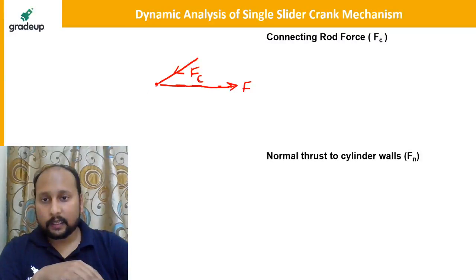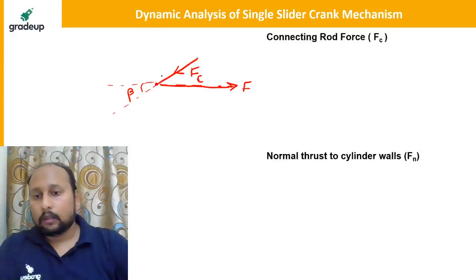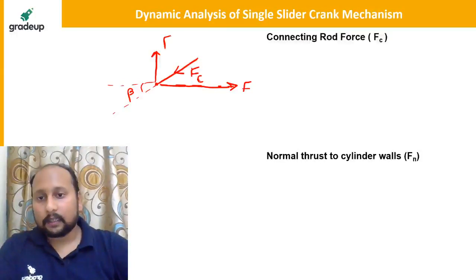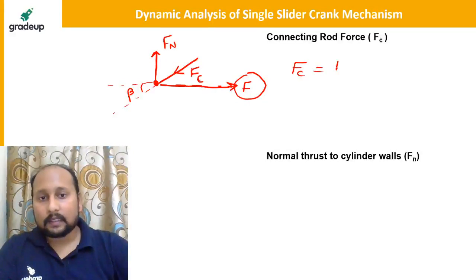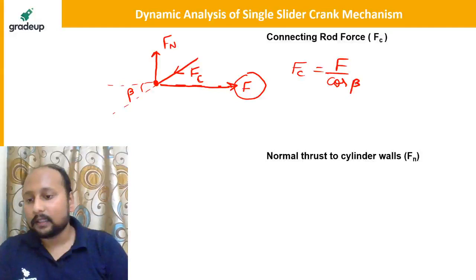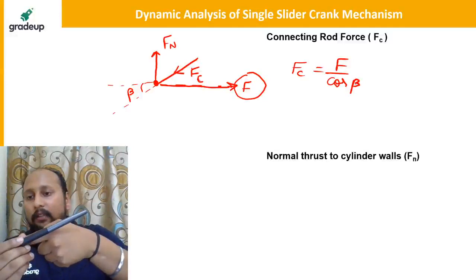So FC is in this direction, let me complete this. This is beta. And your Fn is acting like this, this is the piston. So FC is in this direction, and this is the net piston effort. I can write that F is equal to FC cos beta, so FC is equal to F upon cos beta. It's a very basic thing. This is the connecting rod, and it is pushing the piston in this direction.